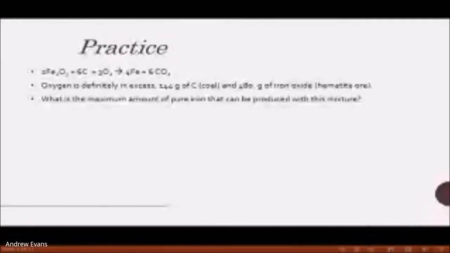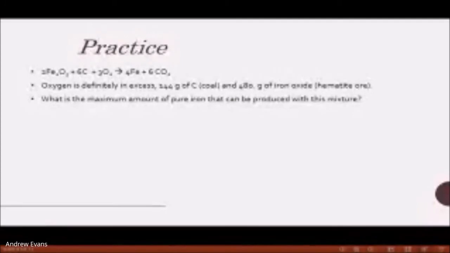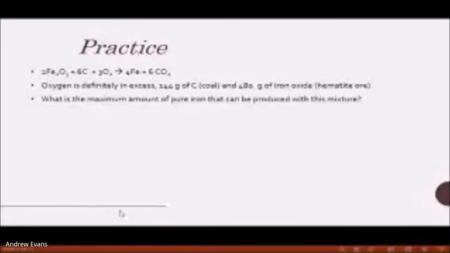The carbon gets oxidized to CO2, the iron gets reduced. While oxygen is definitely in excess, we have 144 grams of coal, and we have about 480 grams of iron oxide. So what is the maximum amount of pure iron that could be produced with this mixture? So I'm going to go to the document camera. Okay.